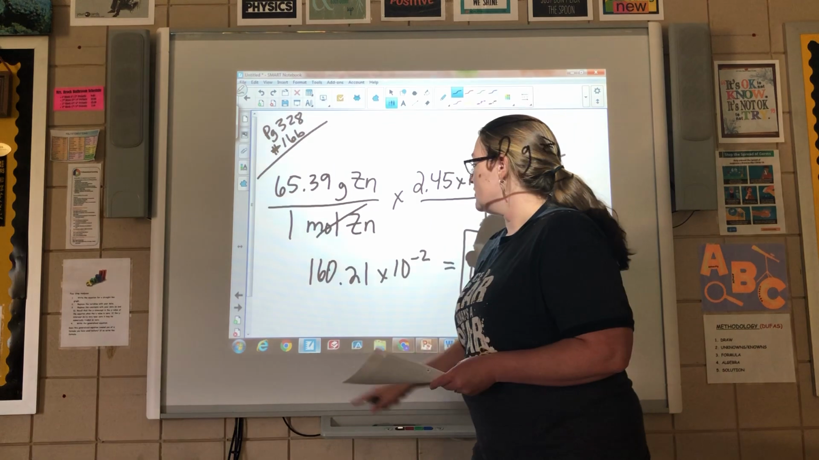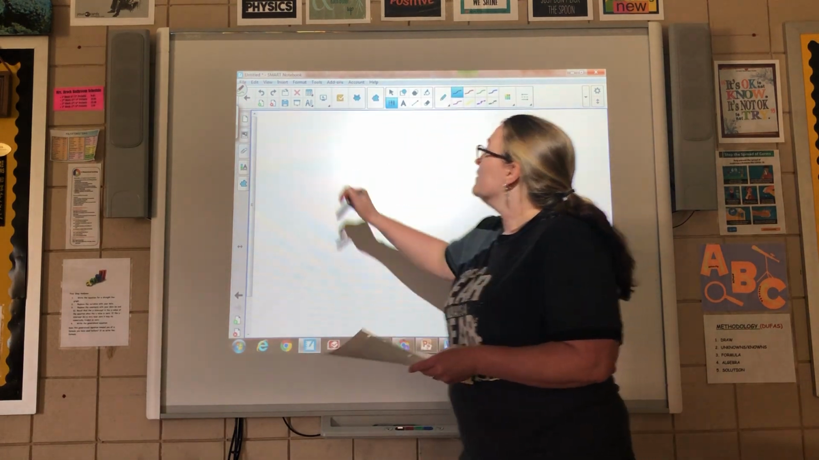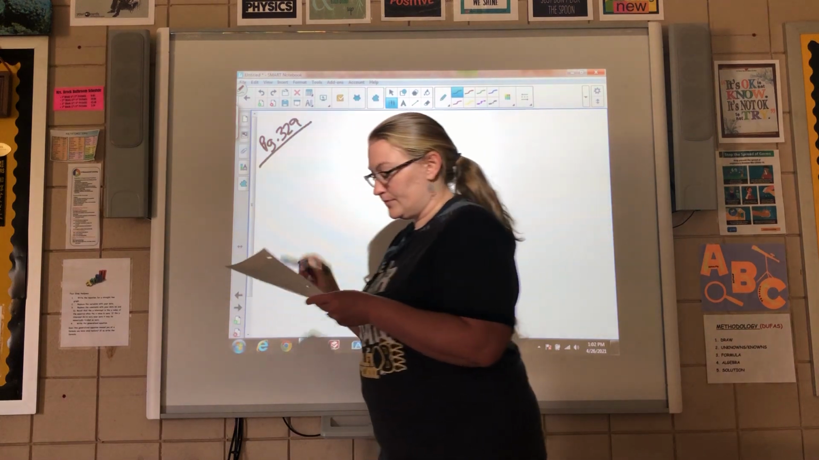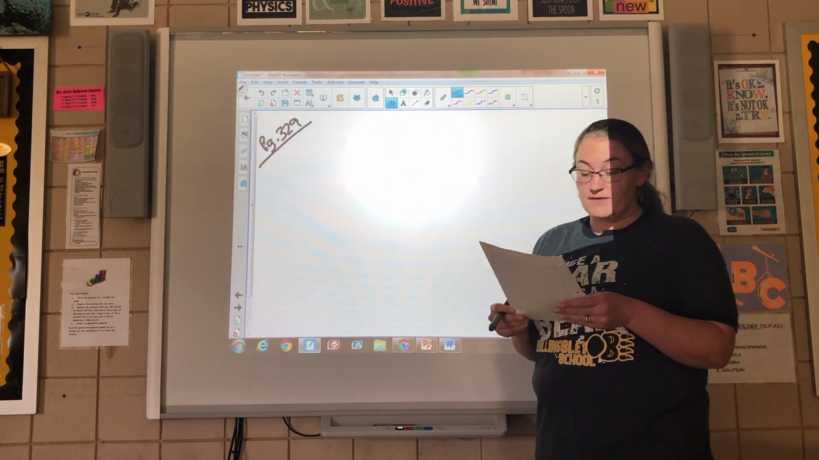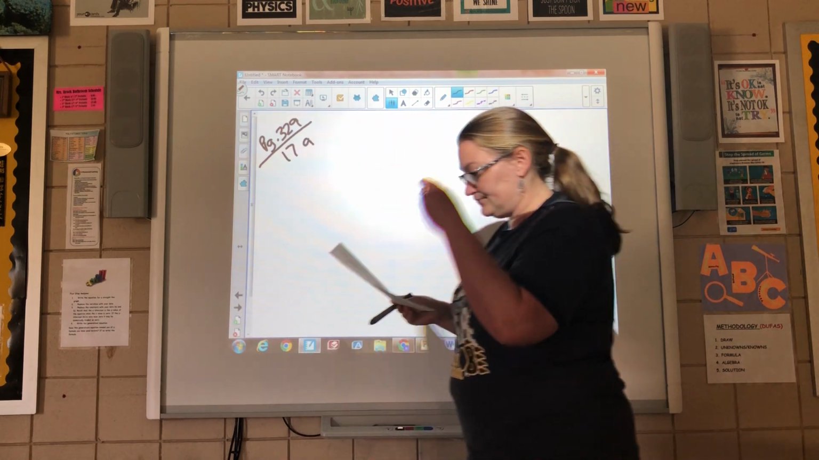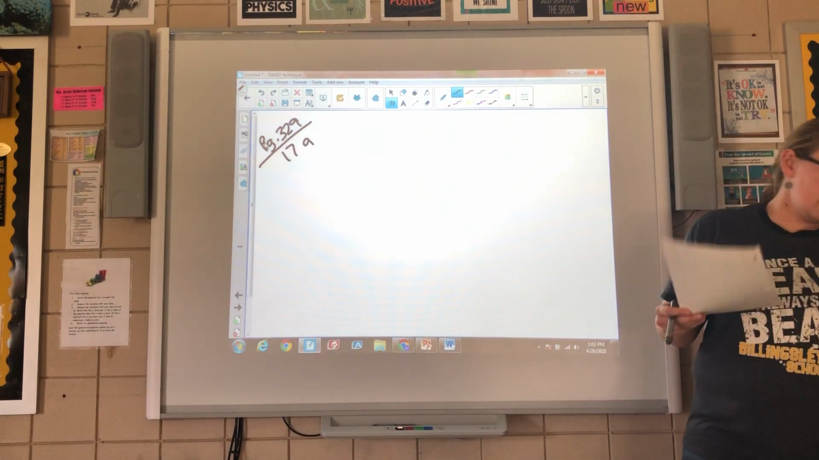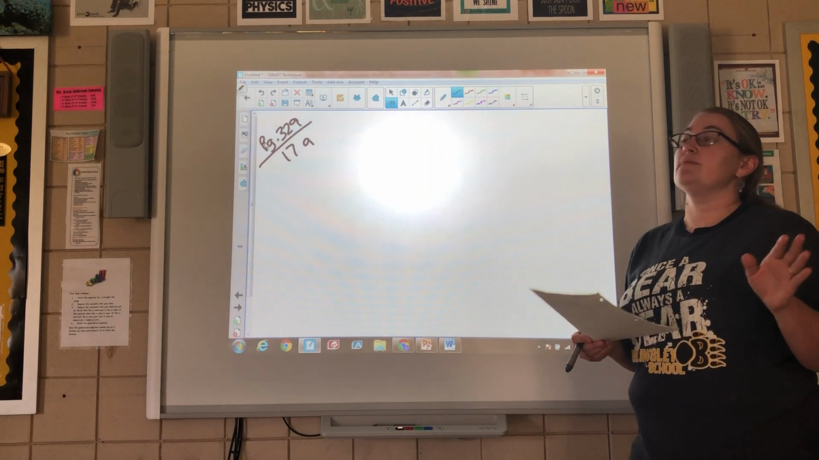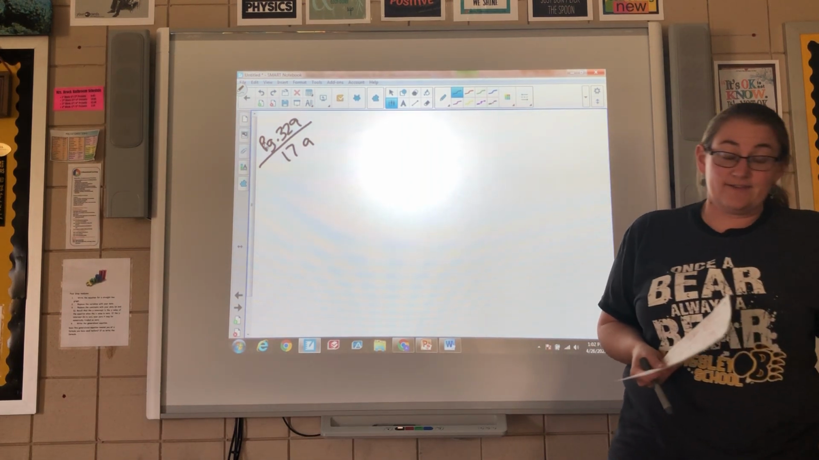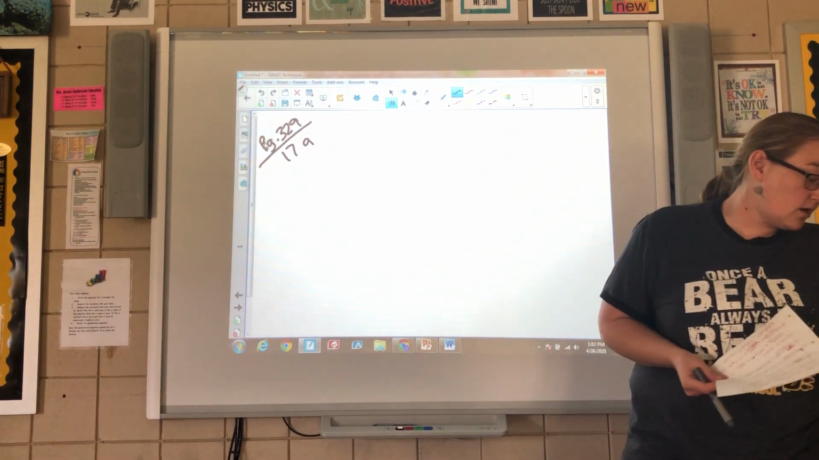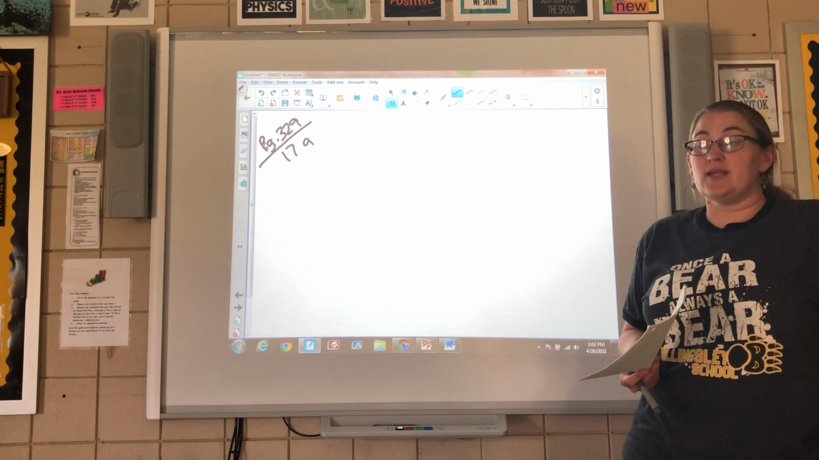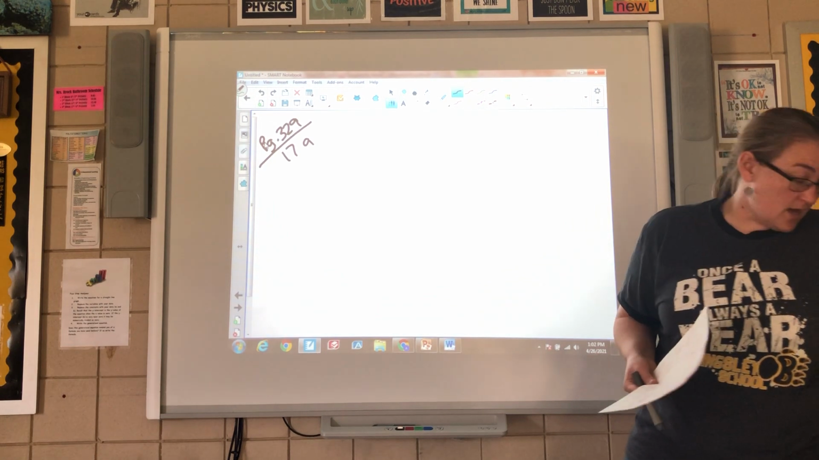So let's go back to the notebook here. So page 329. I'm going to do 17A for you. We're looking at 17A. Now we're going the other way. Instead of going from moles to mass and finding the mass, now 17, if you look at the direction, says to determine the number of moles. We're finding moles, so we need to make sure that we put moles on top.